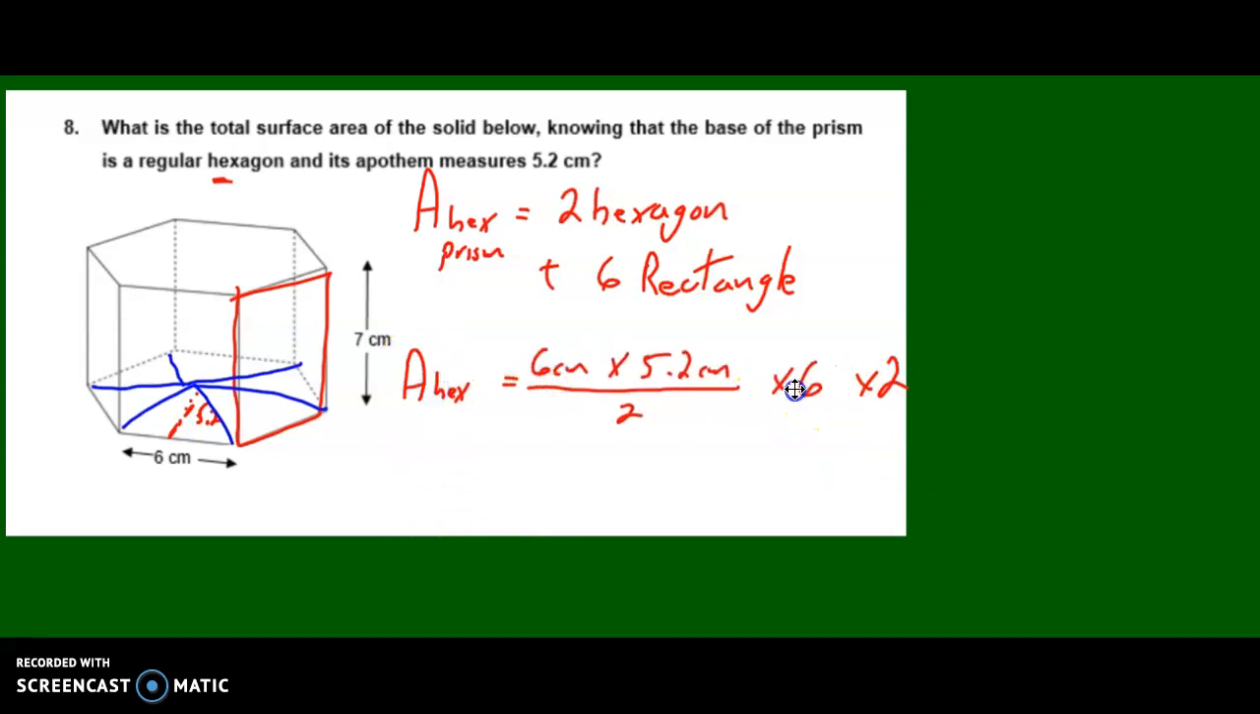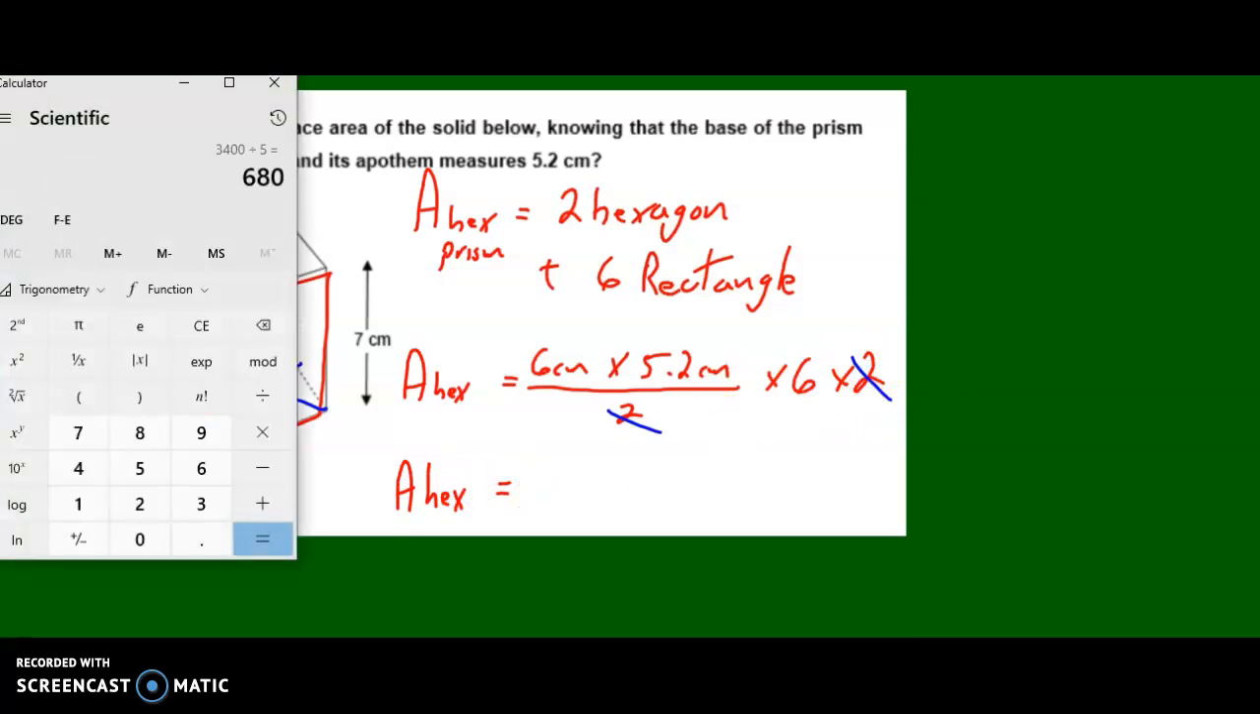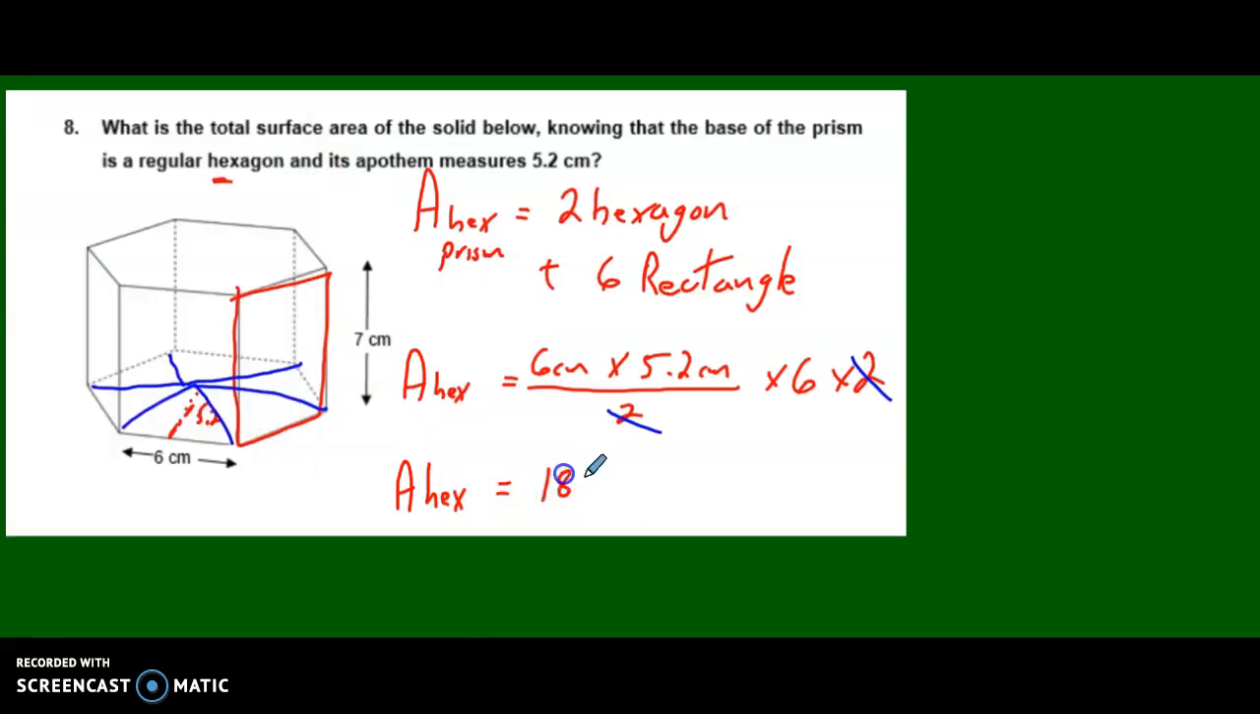Now you notice that I'm dividing by 2 and then multiplying by 2, so they just cancel each other out. So the area of just the hexagons is going to be 6 times 5.2 times 6. If you want to times 2 and then divide by 2, it's 187.2. So that's 187.2 centimeters squared.